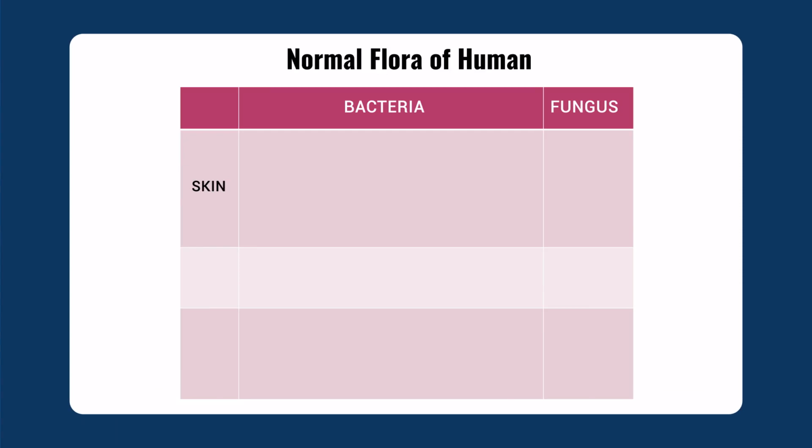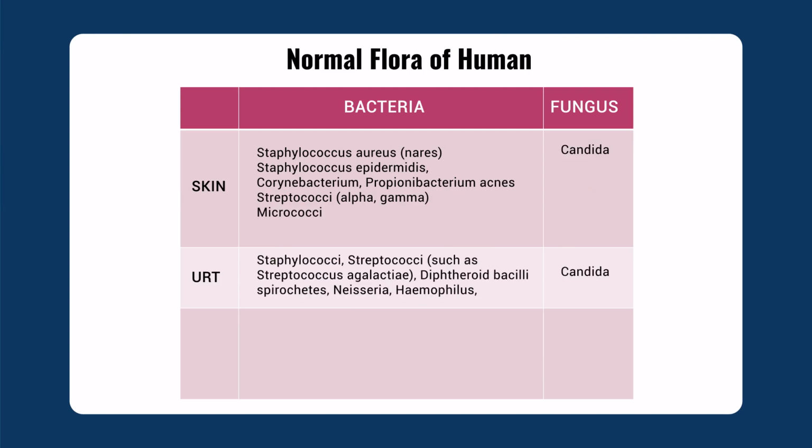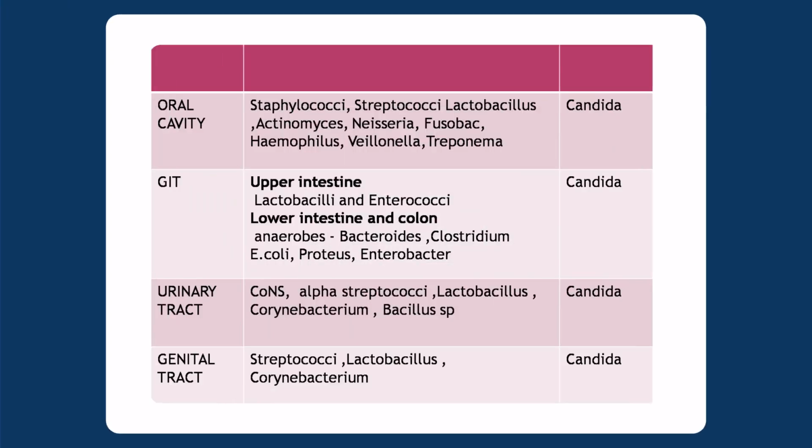Which are all the normal flora of humans? For example, if we take skin, we do have multiple gram-positive bacteria sitting on our skin, like Staph aureus, it could be Bacillus, or it could be Corynebacterium, Streptococci, or Micrococci. Among the fungi, the common one is always Candida. The upper respiratory tract also has similar gram-positive organisms, whereas the lower respiratory tract is preferred to be a sterile zone. Similarly, in the oral cavity, we have multiple anaerobes and gram-positive bacteria.